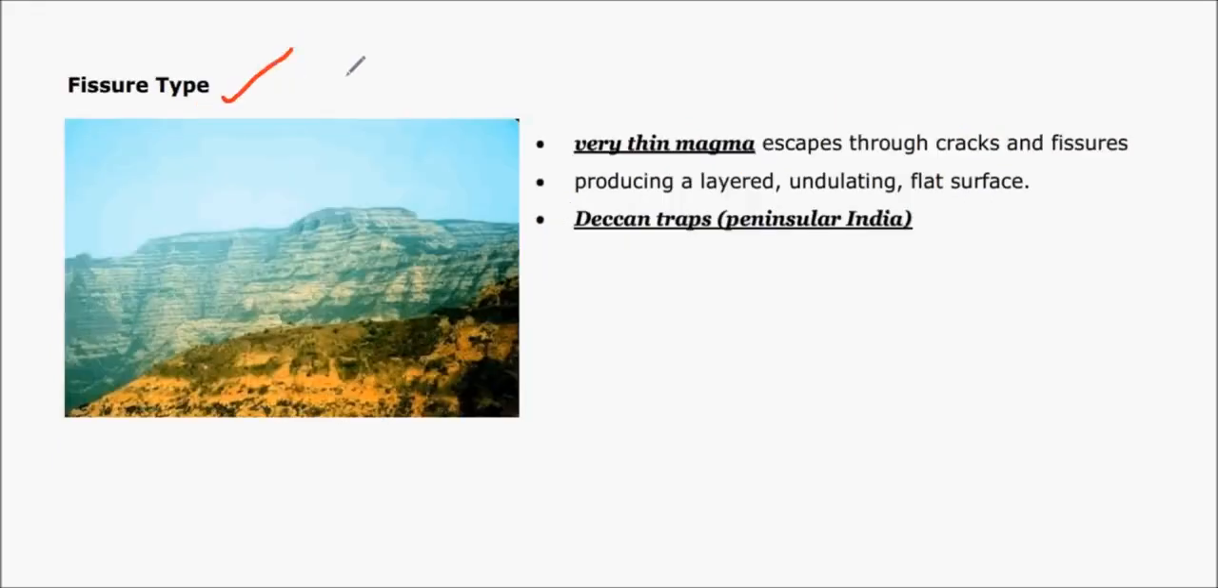The other volcanic type is called fissure type, in which very thin magma flows through fissures and cracks. For example, Deccan traps were formed due to this kind of volcanic eruptions, and these are not eruptions actually, because the volcano simply flows very silently and spreads towards various lengths and breadths, giving rise to a layered undulating flat surface like plateaus. And I have already said that Deccan traps is the best example for this kind of volcanic origin.